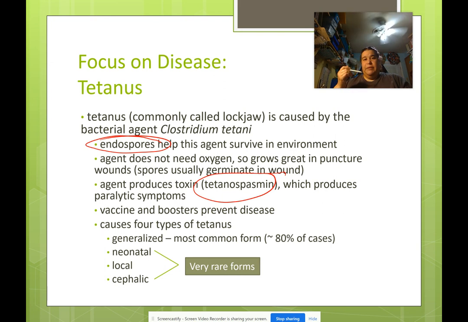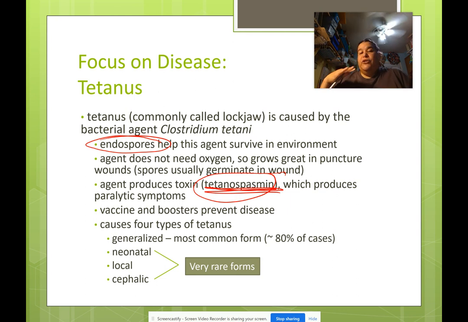The spores come to life and they start multiplying. Again, the danger is that once it's germinated and it's active, it starts to produce this toxin, tetanospasmin. It produces paralytic symptoms. Basically, it causes your muscles to contract. The reason they called it lockjaw is because these people's jaws would just completely lock.